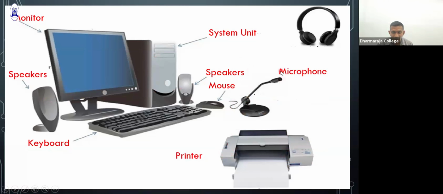And you can see the microphone is to give instructions or give sound. That's also another device we can see in the system. And finally, we have the headphone. Now you may be listening to this video through the headphone, so you are not disturbing others. But if you use speakers, everyone can hear and it will disturb others as well. So these are some of the major components of a computer system.